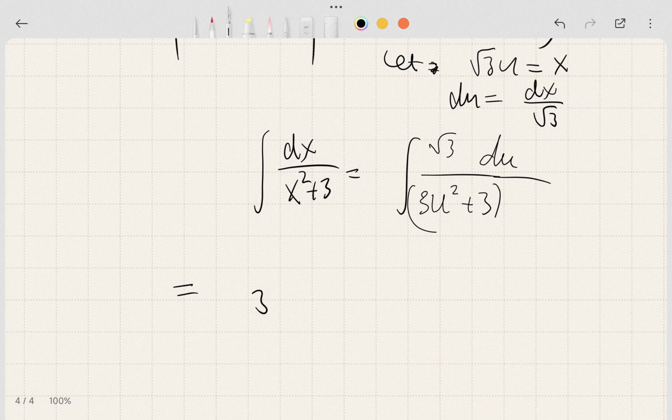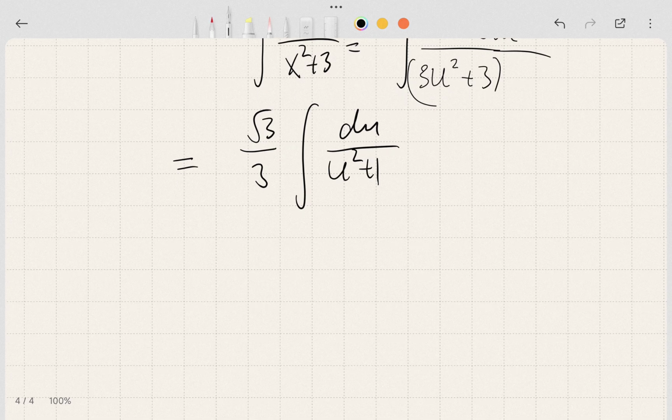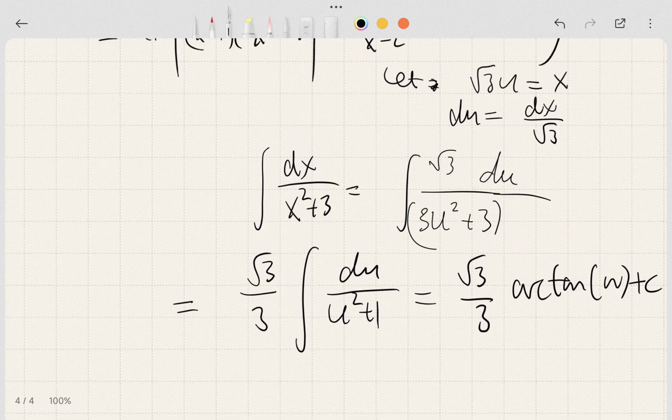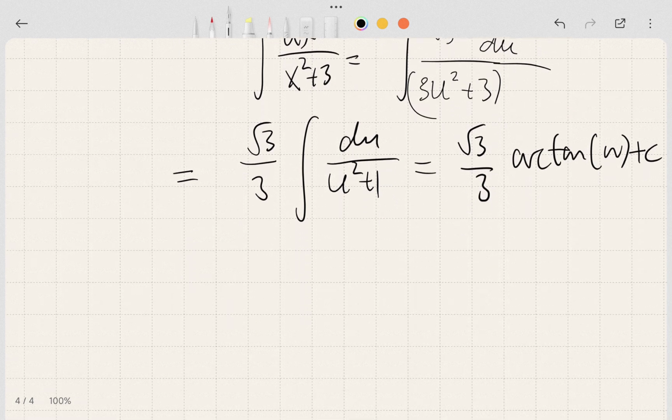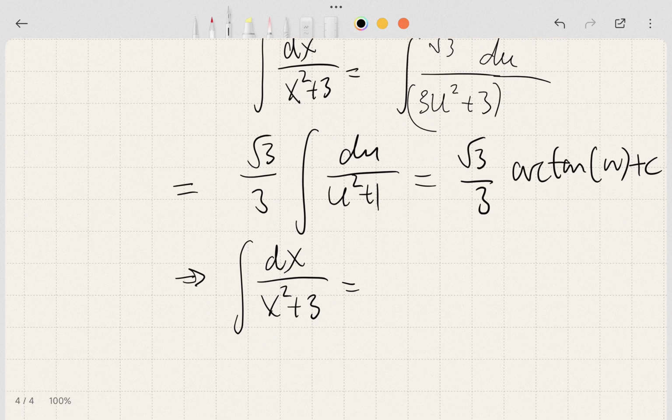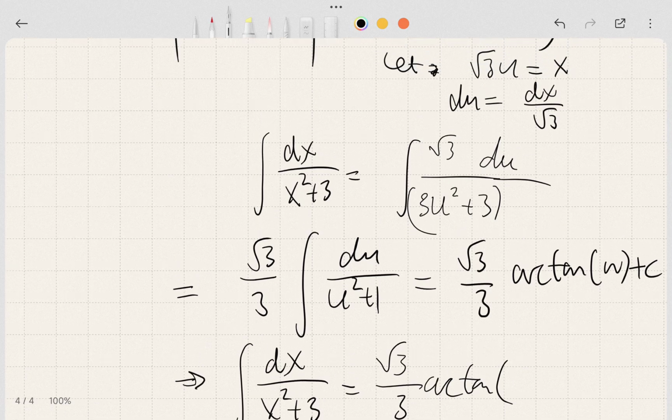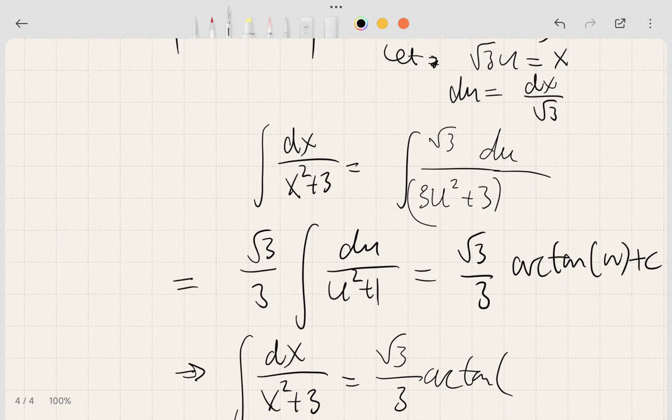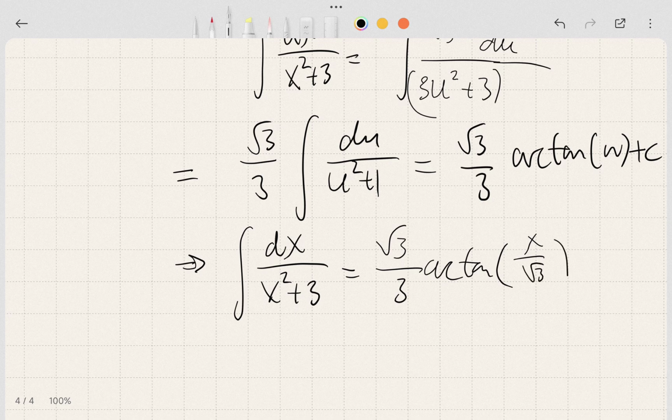And so that's equal to root 3 times the integral of du over 3 times u squared plus 1, which is also equal to root 3 over 3 times the arctangent of u plus C. And we know that u is equal to x over root 3, so therefore the integral of dx over x squared plus 3 is equal to root 3 over 3 arctangent of u, which is x over root 3, plus C.